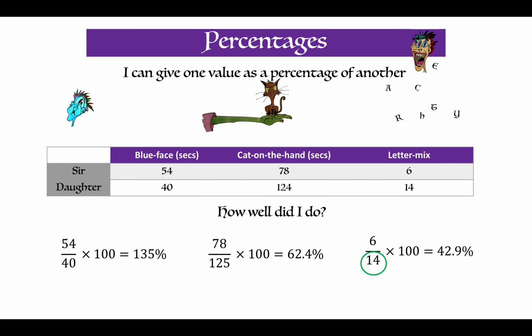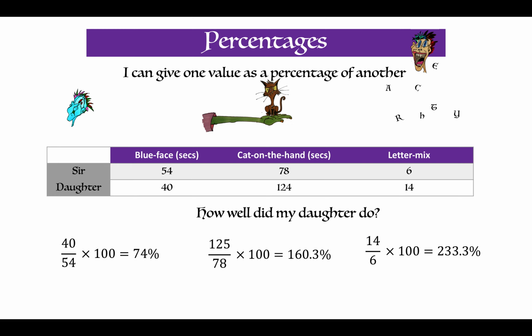Now, of course, the question could be, how did my daughter do against me? I think you can see that she didn't do as well in holding her breath, but the other 2 activities she did better. But as a percentage of my results, how did she do? Well, here we go. She only managed 74% of my holding breath time, but she managed to do 160.3% of my holding the cat on the hand. And more than twice the number of words, 233.3% of the ones I managed. So that's how you find the percentage, one value as a percentage of another.